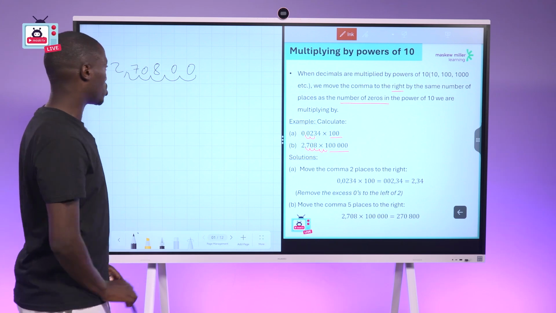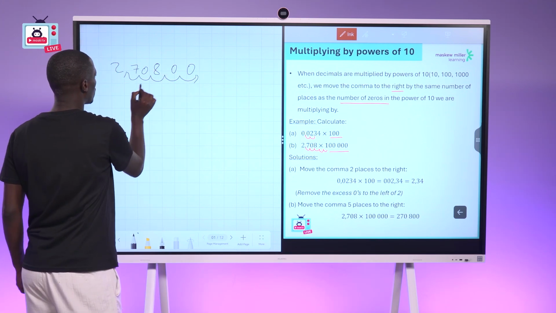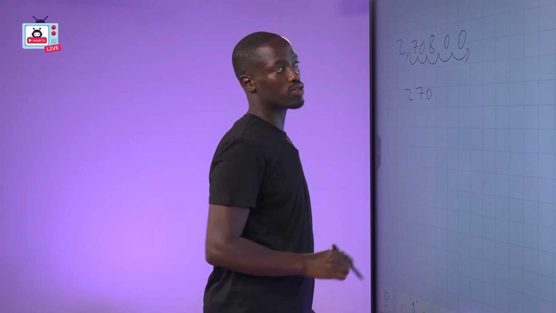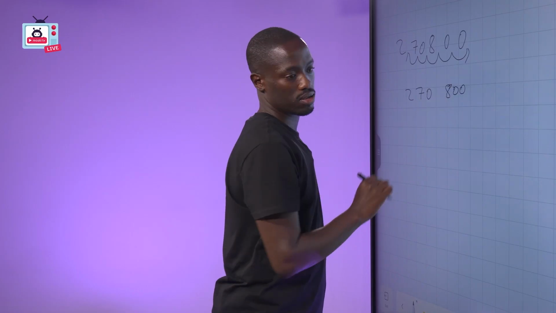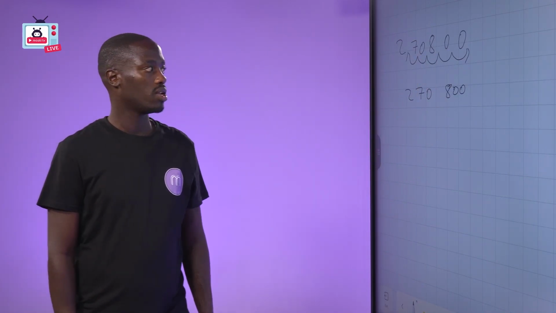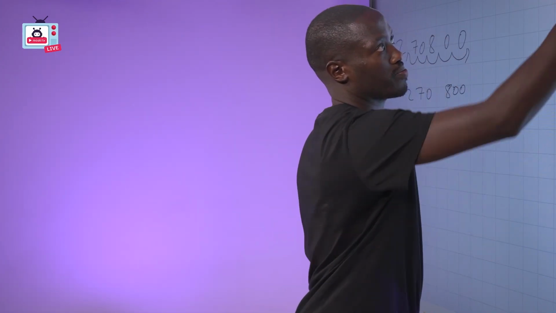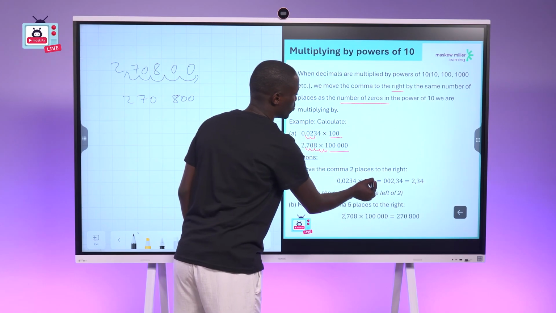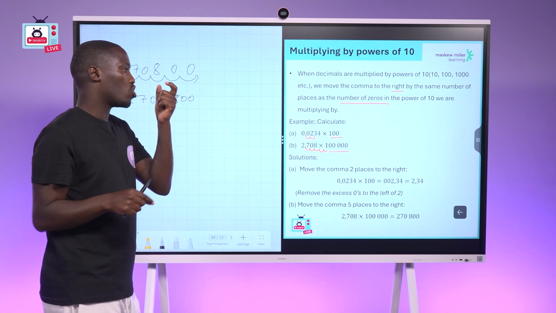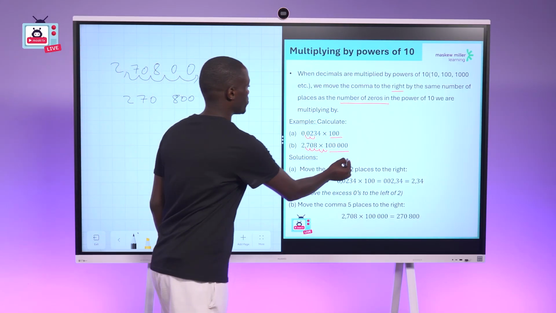We can add zeros there. So this means my comma will now be there. So this will now be 270,800, comma 0, which is just 270,800, which is that right there. That's how we got the 2 values. So when multiplying by powers of 10, you just move the comma according to the same number of zeros you are having on that power of 10.